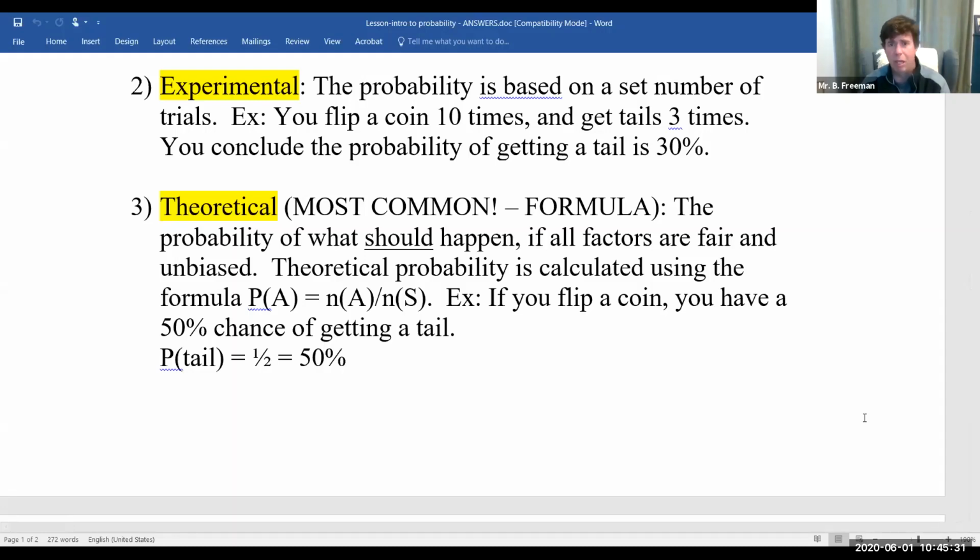So if you're playing a game like Monopoly or anything with dice, any kind of game that has a spinner or anything like that, every time you roll the dice, every time you take a card out of the deck, you are doing experimental probability. And it's based on a set number of trials.